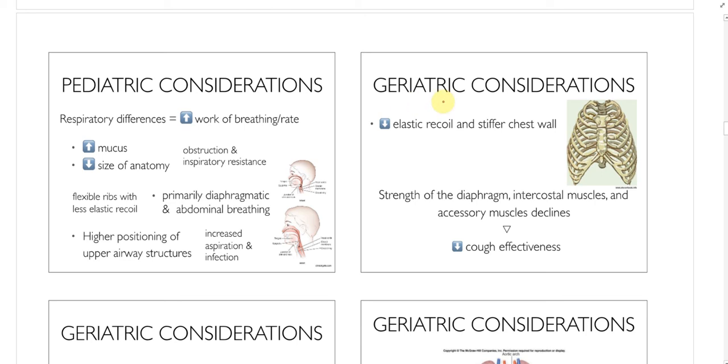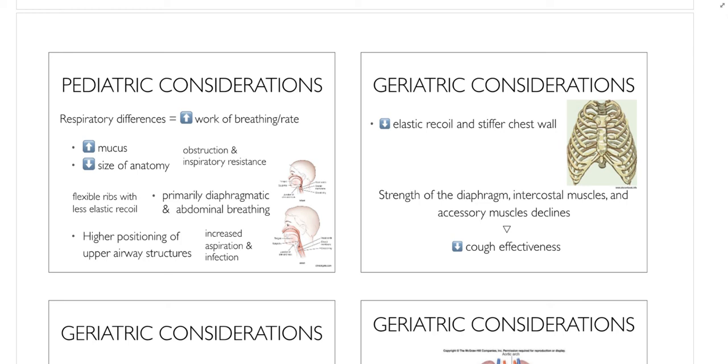For geriatrics, we have a decrease compared to pediatrics. Geriatrics have less elastic recoil compared to adults, and they have a stiffer chest wall, which is going to make it more difficult for them to breathe. They have to rely less on the intercostal muscles and rely more on accessory muscle use and the diaphragm and abdominal muscles. Unfortunately, the diaphragm, intercostal muscles, and accessory muscles decrease in how strong they are over time.